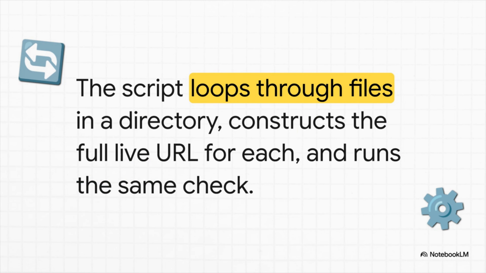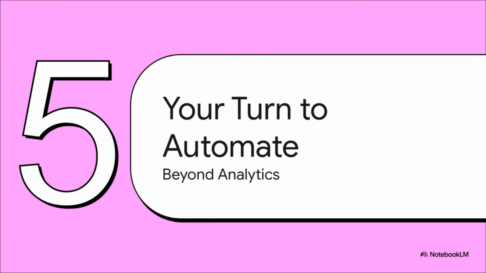The logic here is pretty straightforward. The script just loops through all the files in a folder you tell it to look at. For each file it finds, it builds the full live URL and then runs the exact same check we used for the single page. Any page that's missing the code gets flagged instantly. No more manual work.